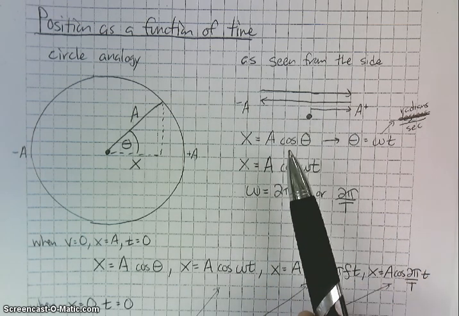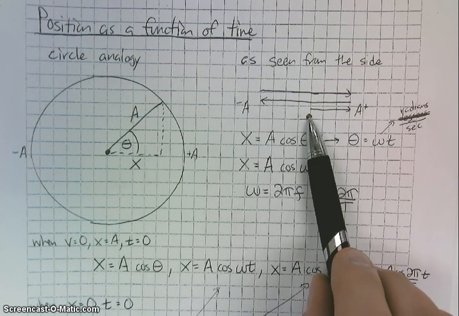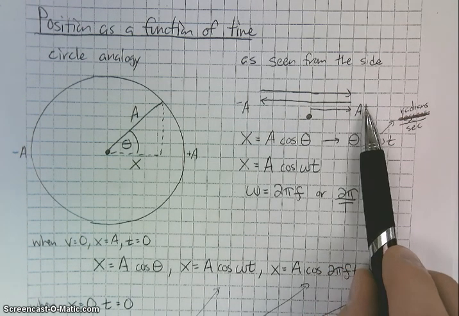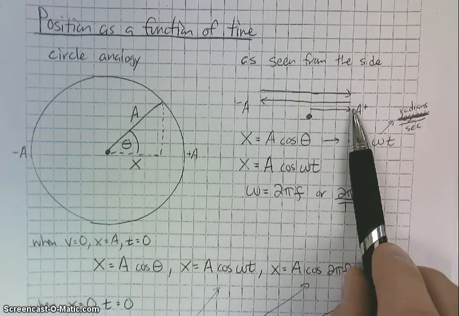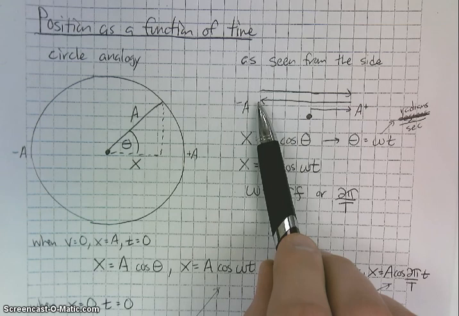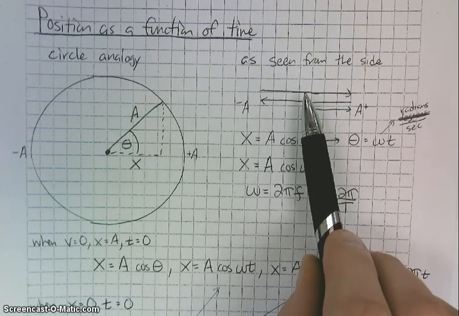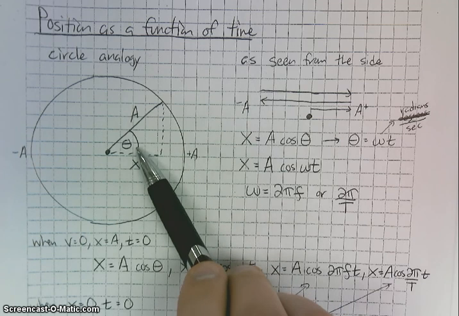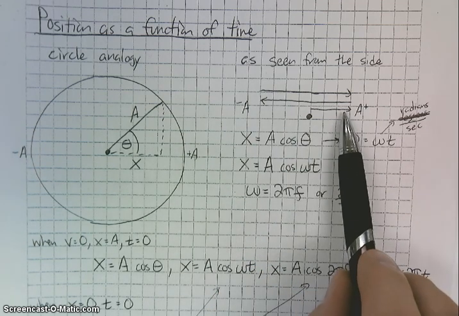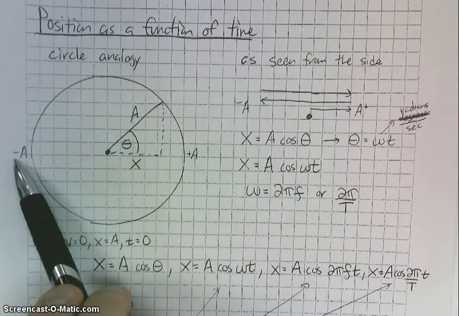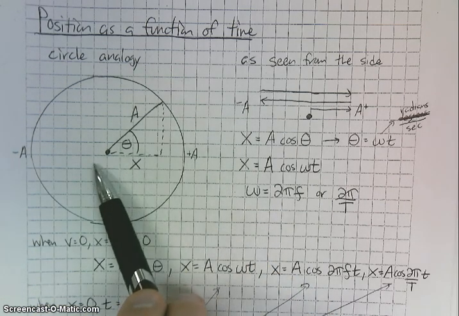And then this distance, the maximum distance it gets away from this middle point, would be represented by the amplitude of the object: its maximum displacement this way and its maximum displacement this way, all from this zero position. So if I go back and take a look at my circle again, this side of the circle compared to this diagram is positive A, and this side of the circle is negative A, but the radius, or the amplitude, is always A.